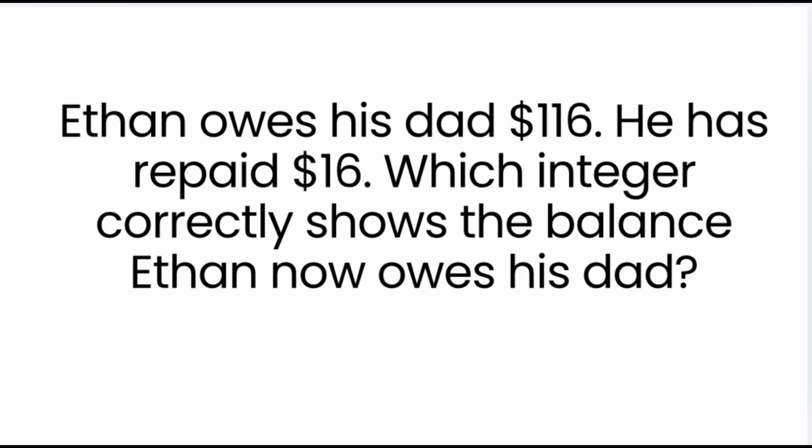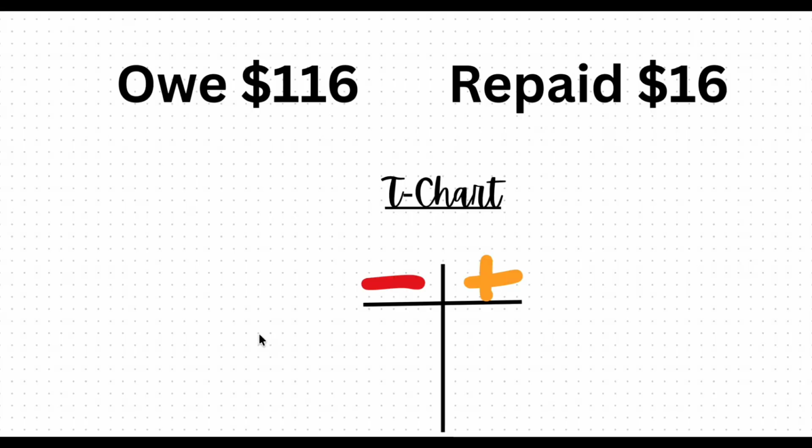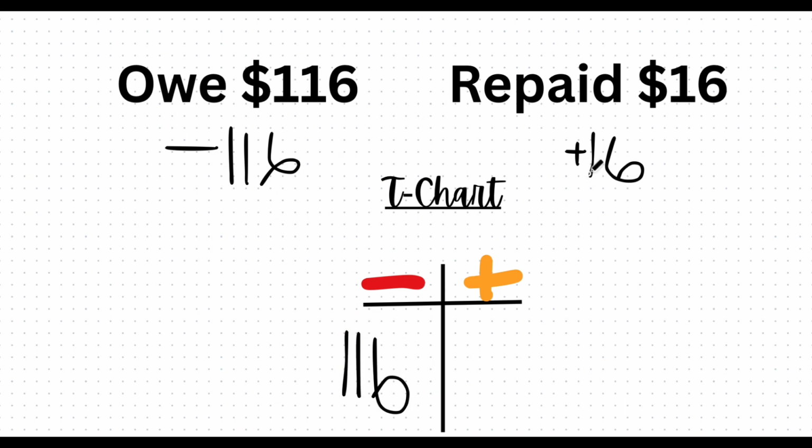Ethan owes his dad $116. He has repaid $16. Which integer correctly shows the balance that Ethan owes his dad? For this one, we're going to use a T-chart. We know that he owes $116, so owing means it's going to be a negative. And since he repaid $16, we know that's going to be a positive 16. Then we're going to put in our T-chart. We're going to put our negatives under negative, and then we're going to put our positive 16 under the positives.